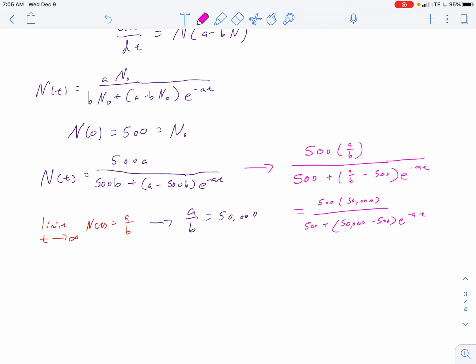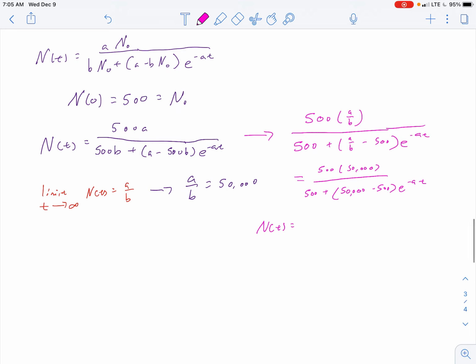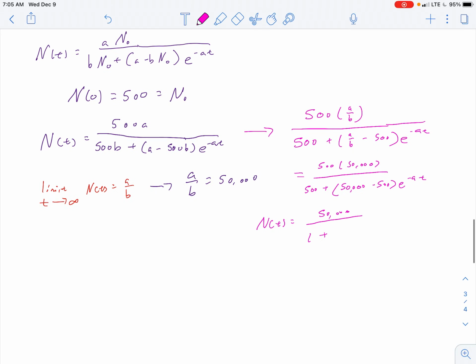Alright, once we do that, we realize, okay, I can pull out a 500 from the top and bottom. I'm just going to write this as N of t. From the top and bottom, we're going to get 50,000 on top. And then we have 500, so take that out, so it's going to be 1. Taking out 500 from 50,000, we're left with 100. And then minus, take out 500, so 1, e to the negative at. And so now we've simplified our function.